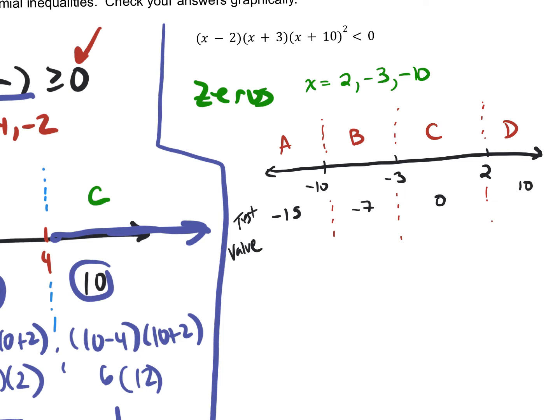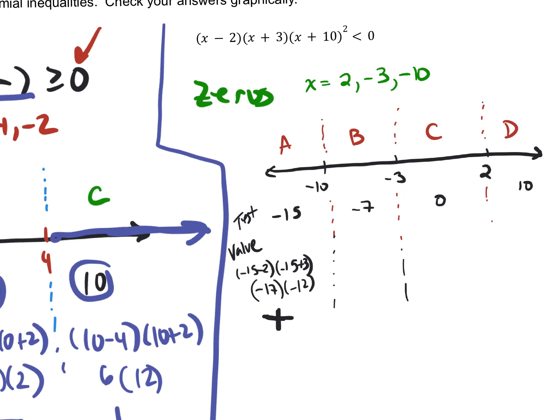So -15 is going to be kind of weird. It's -15 minus 2, which is negative. -15 plus 3, which is negative. And this last one, if you notice, is squared, so it's always positive. So I don't really have to mess with that one because it's always positive. If you want to, you certainly can, but this is -17 times -12, which is a positive number, which is all I care about. I don't care about what the number is. I just care about if the value is negative or positive.